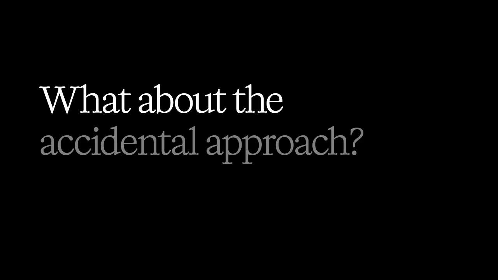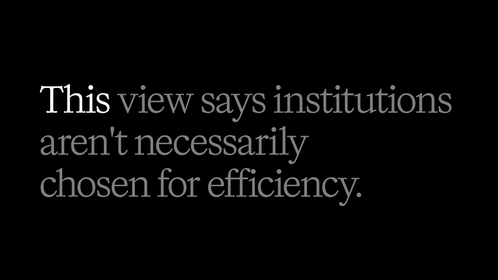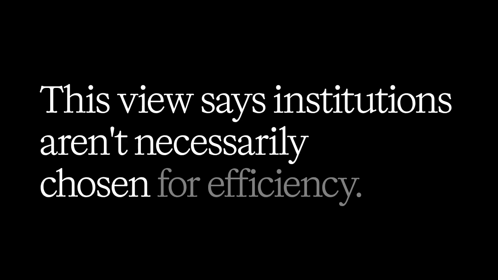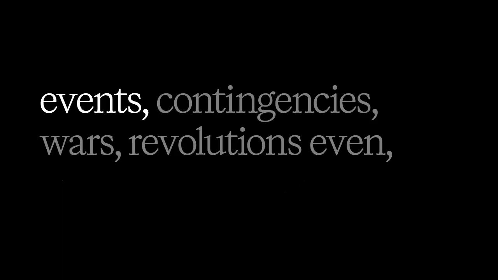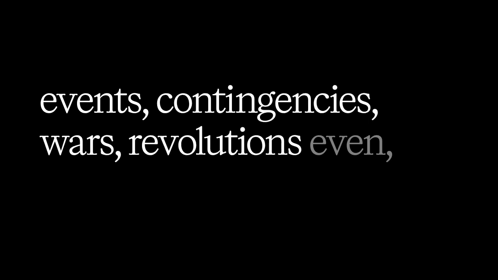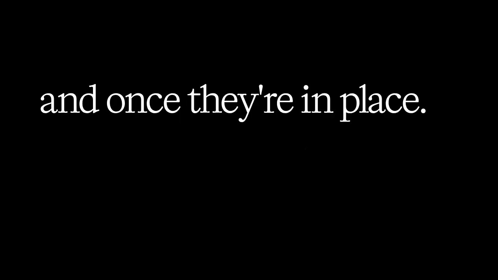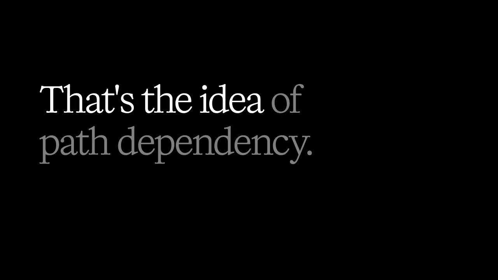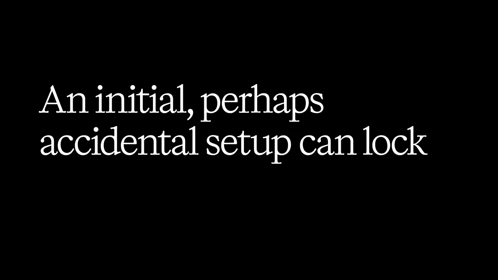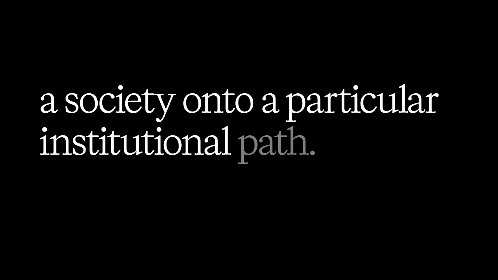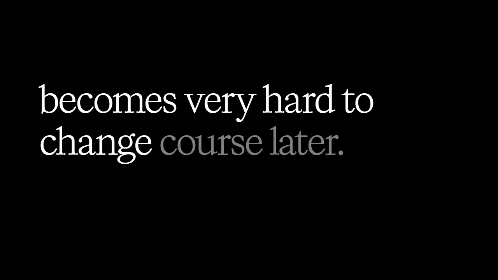Okay, what about the accidental approach? That sounds quite different. It really is. This view says institutions aren't necessarily chosen for efficiency. They can be the result of historical accidents, random events, contingencies, wars, revolutions, even who happens to be in power at a key moment. And once they're in place, they stick. That's the idea of path dependency. An initial, perhaps accidental setup can lock a society onto a particular institutional path, even if it's not the most efficient one. It becomes very hard to change course later.